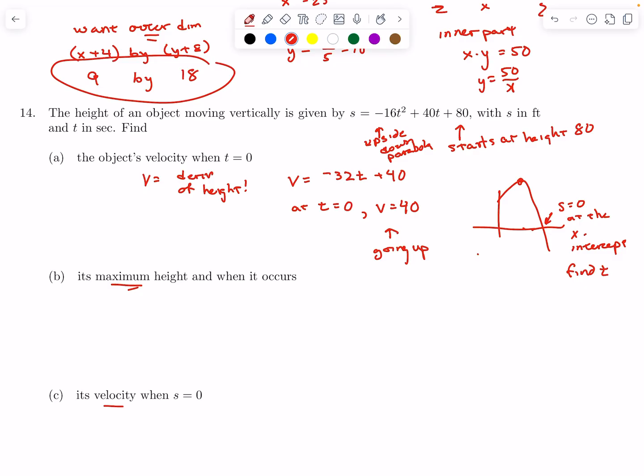So let's just do some things. Maximum height. And the maximum and the height itself. Don't forget to answer the question.